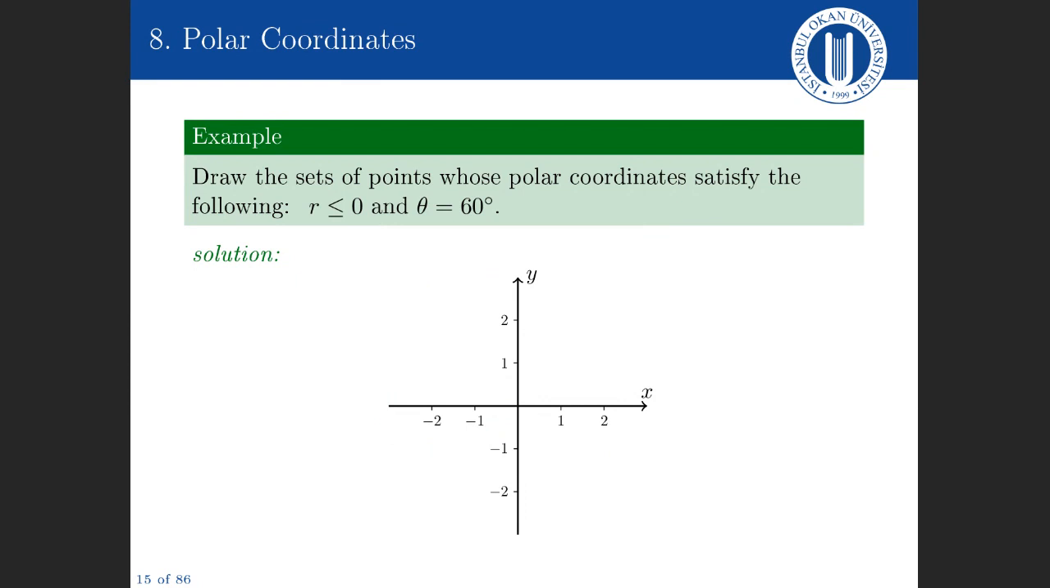Draw a set of points whose polar coordinates satisfy the following. r is a negative number and theta is equal to 60. Let's start with theta equal to 60. That looks something like this. We just want the negative part of this. So we just want this part.